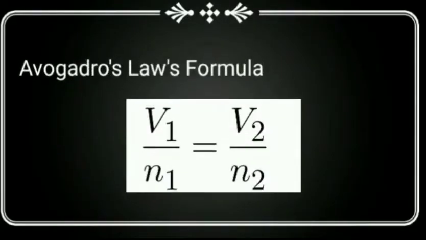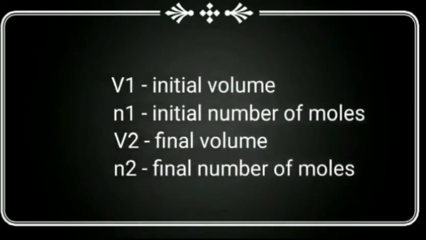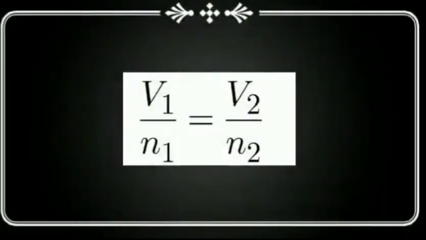In Avogadro's law's formula, we can write the formula as V1 over N1 equals V2 over N2, where V1 is the initial volume, N1 is the initial number of moles, V2 is the final volume, and N2 is the final number of moles. In this formula, we can say that under a certain condition of the gas, increasing the volume would result in increasing the number of moles, or decreasing the volume would result in decreasing the number of moles.